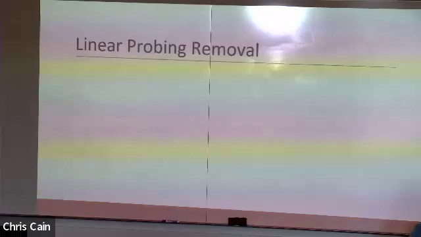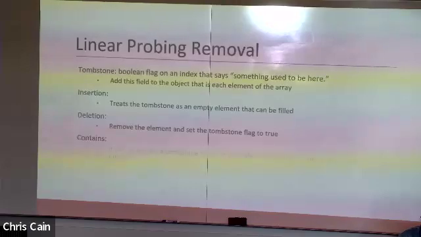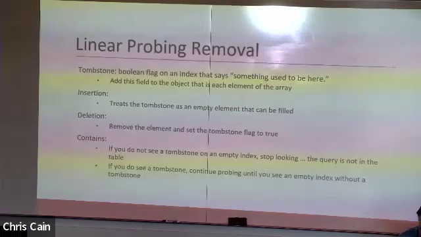If we find, when we're looking for something, a cell with no tombstone, then we know for sure that that element is not on the table. Because if it was in the table, it would have already been found, or this index would have a tombstone and we should keep looking. But if it doesn't have a tombstone, we can stop. Good question. So that was the concept of a tombstone.